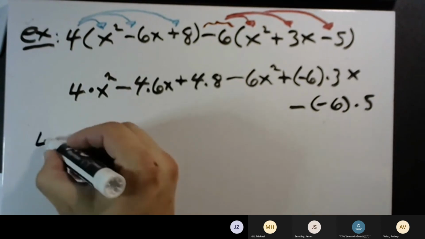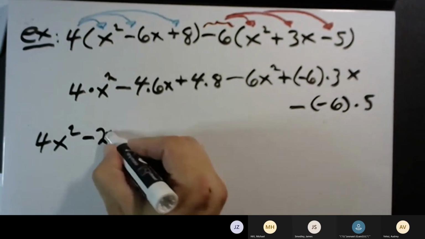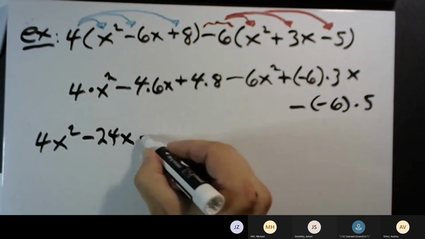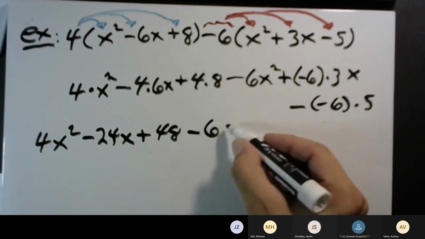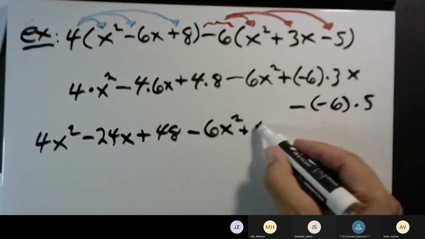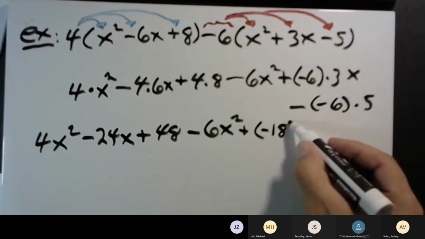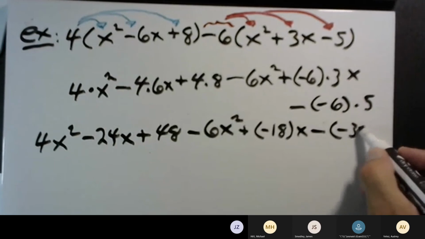So this becomes 4x squared minus 24x plus 48 minus 6x squared. This will be plus minus 18x minus -30.